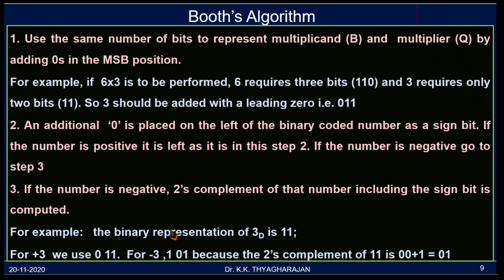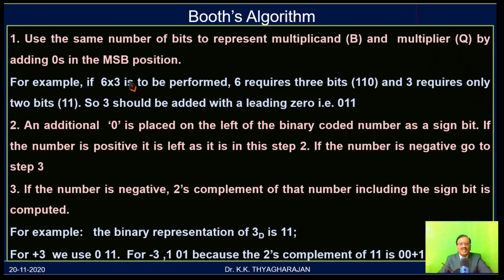Generally, when we are using Booth's algorithm, we will have a doubt of how many bits we have to use to represent multiplicand and multiplier. Here the answer is provided. Use the same number of bits to represent multiplicand and multiplier by adding zeros in the MSB position. Multiplicand is denoted as B and multiplier is denoted as Q.